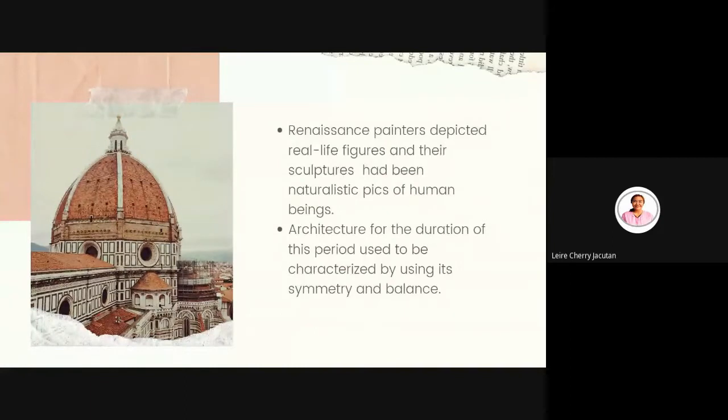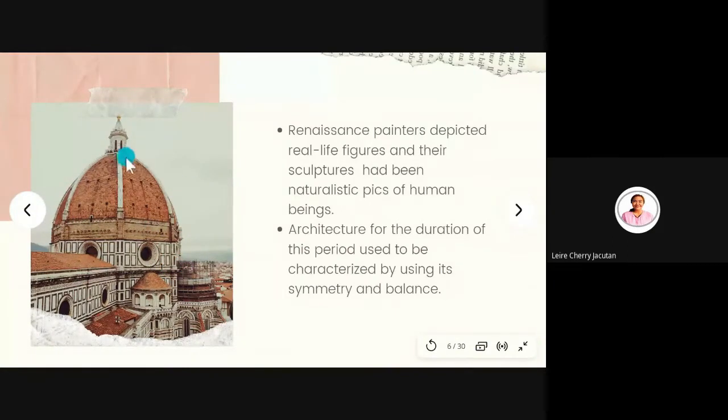And then, in terms of architecture, sabi dito, architecture for the duration of this period used to be characterized by its symmetry and balance. So, pag sinabi nating balance in terms of principles of design, it means equal distribution of visual weight. So, sa symmetry naman, kung ano yung nakikita mo sa isang side, yun din yung makikita mo sa kabilang side. So, makikita natin, for example, dito sa architectural design na to, that there is really symmetry and balance kasi lahat is parang copy ng bawat parts, isa't isa. Yan. Isa yan sa mga feature ng Renaissance, yung context of symmetry.